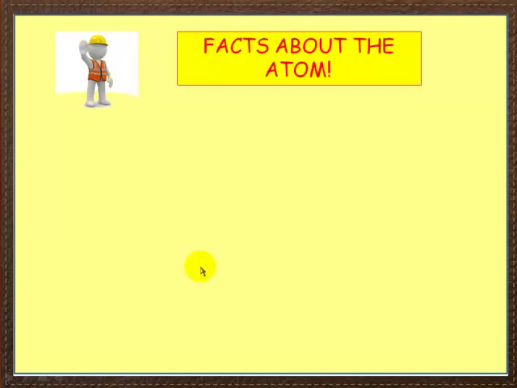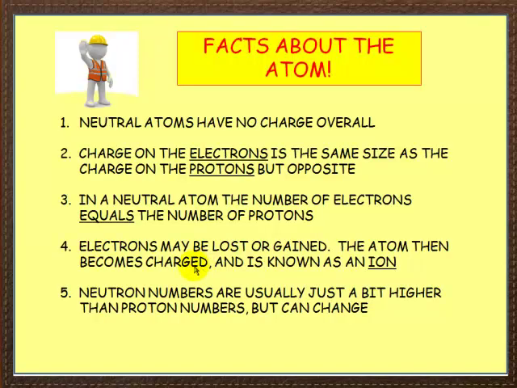Let's see some facts now about the atom. Basically, they are neutral. They have no charge overall. Why is that? Because the charge on electrons is the same as the charge on the protons. Negative, positive. In the neutral atom, you've got equal numbers of electrons and protons, and therefore it's neutral.